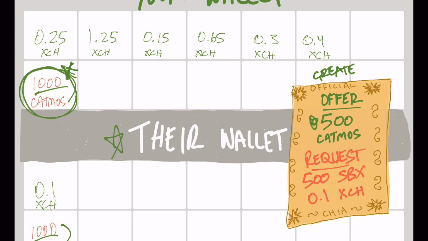So the simplest way to work around this problem is to send yourself change. What you could have done before you created this offer file is you could have sent yourself 500 CATMOS. And what that would do is it would split this coin. You remember what we just learned a second ago. It's going to split this coin into two new coins that are both worth 500 CATMOS.